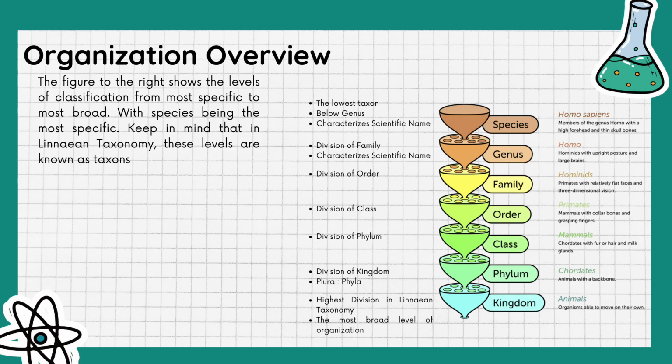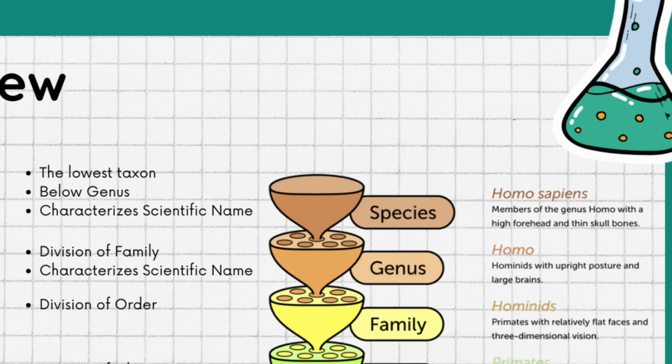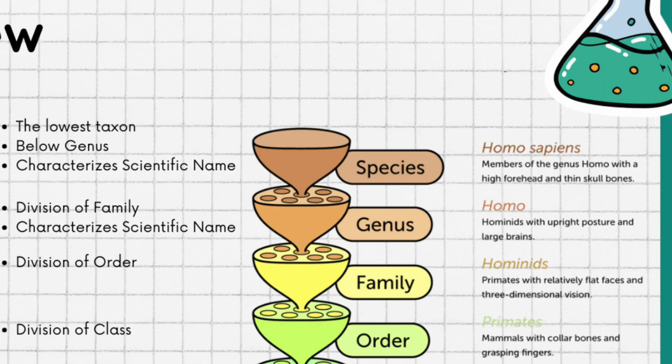The figure to the right shows the levels of classification from most specific to most broad, with species being the most specific. Keep in mind that in Linnaean taxonomy, these levels are known as taxons. So for species, this is the lowest and most specific taxon. It narrows the classification to a specific organism. It is below genus and it makes use of its scientific name. For genus, it is known as a division of family and also makes use of the scientific name. Genus is the level of classification above species.